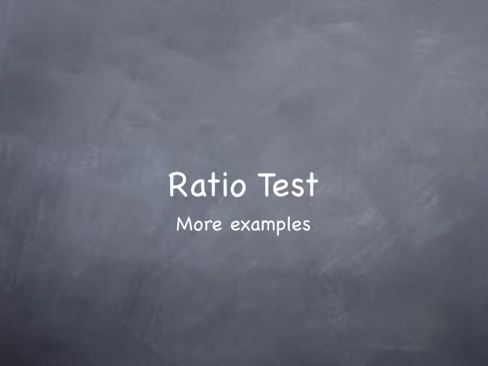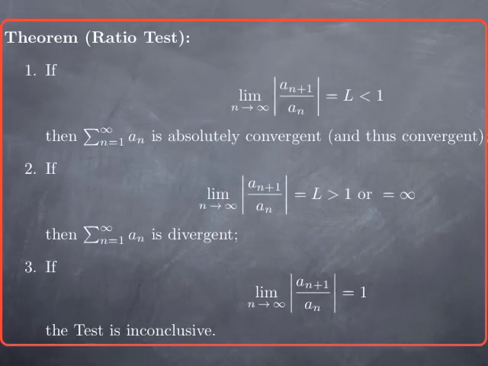So we're going to go through a few more examples using the ratio test. And just to remind you what we're talking about, the ratio test states that if you look at the ratio of two consecutive terms, something of the form a_{n+1} over a_n in absolute value, and you look at the limit, if the limit exists and is less than 1, then we have an absolutely convergent series.